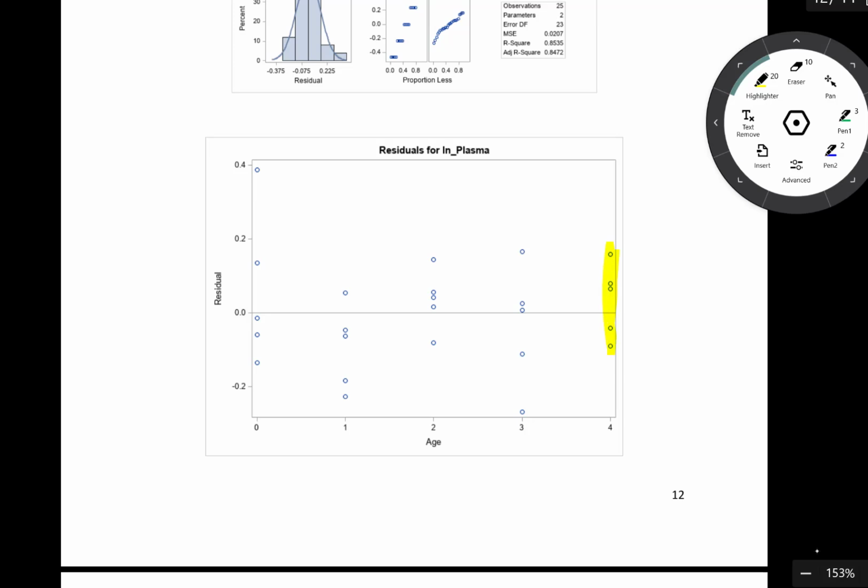Notice here the residual plot looks much better. We've taken care of some of that variability. Is it exactly equal? No, but it is better than it was before. So the transformations are not going to be a fix-all, but they are going to help some.